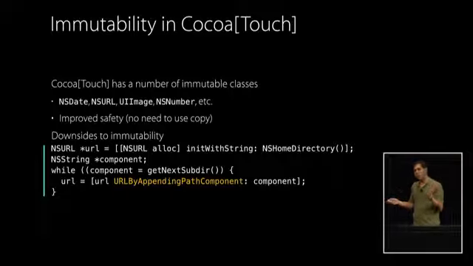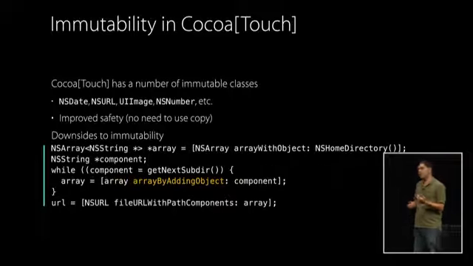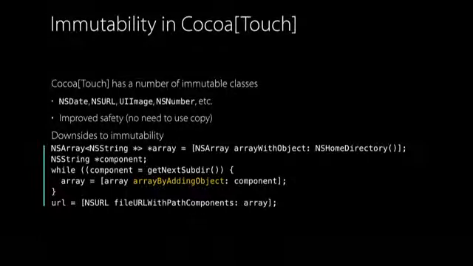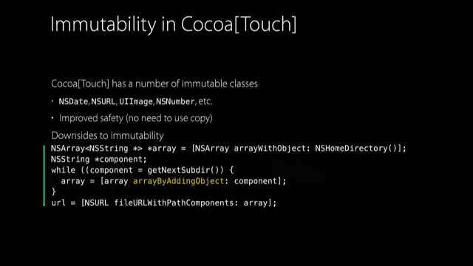OK, fine. Doug, you're holding it wrong. Really, you should be collecting all these components into an NSArray and then use fileURLWithPathComponents. Fine. But remember, we're embracing immutability here. So when I create my array, I'll create an NSArray with a particular object. Right? That's the home directory. Each time through, I create a new array, adding one more object. I'm still quadratic. I'm still copying the elements. I'm not copying the string data, so it's a little better, but I'm still copying the elements.